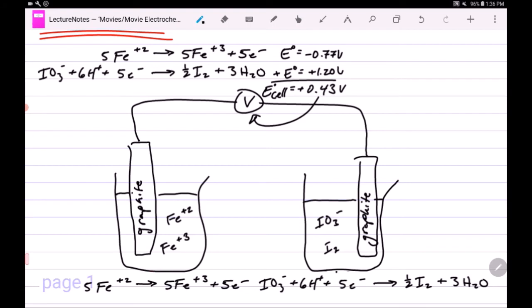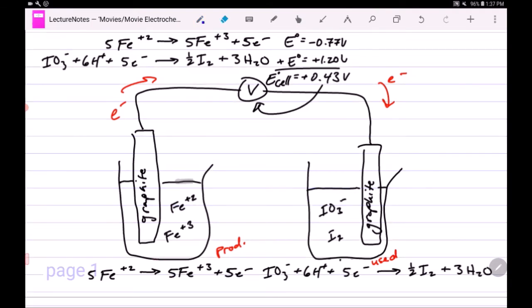Okay, electrons are produced here. So the electrons are going from this electrode to this electrode, where they're being consumed. For this to operate, it would also need a salt bridge.